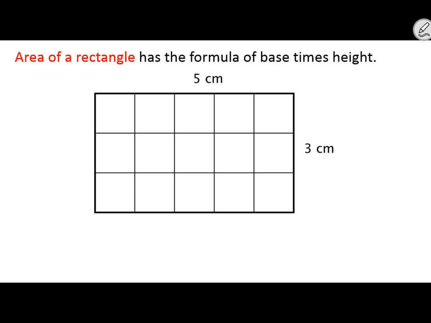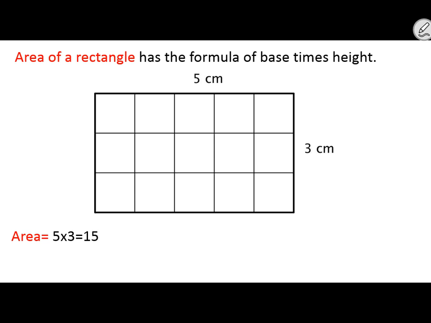As an example, you don't have to copy my example, but I have a rectangle that is 5 squares one way and 3 squares the other way. We can count the squares easily, but I'm just going to go base times height. So for my area, I'm going to go 5 times 3, the base and the height. So the area of that rectangle will be 15.